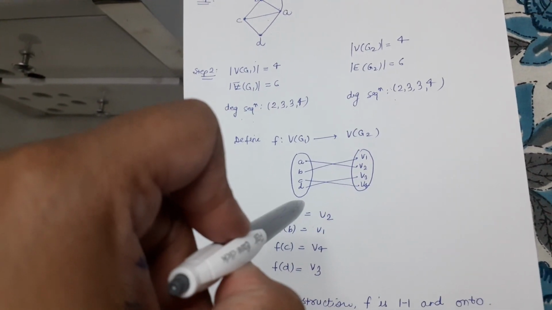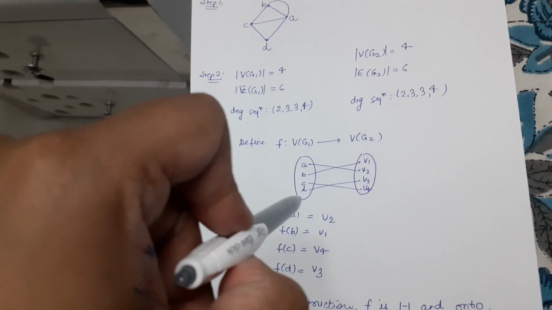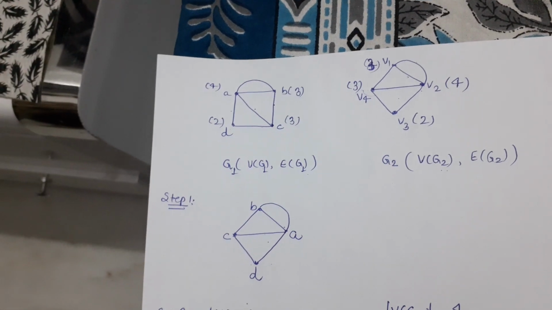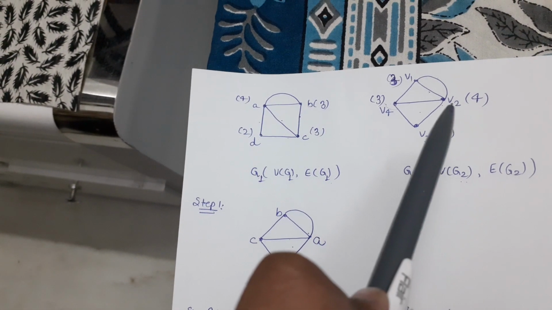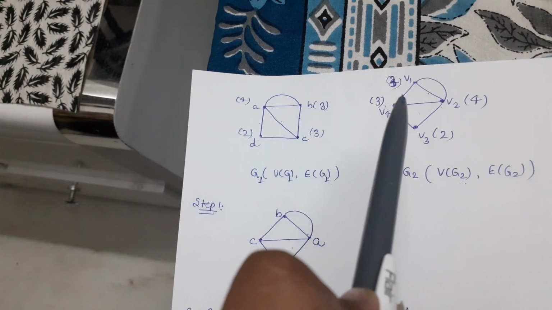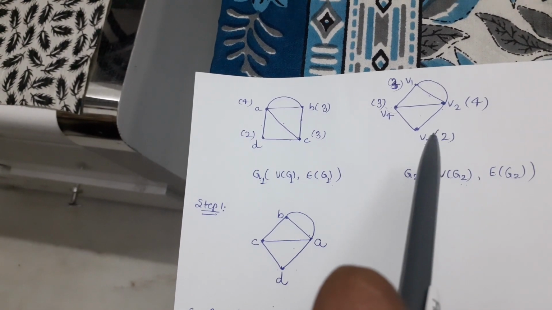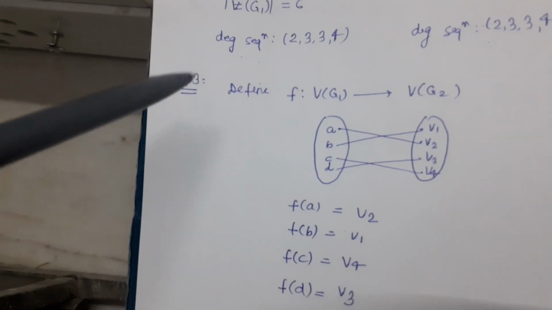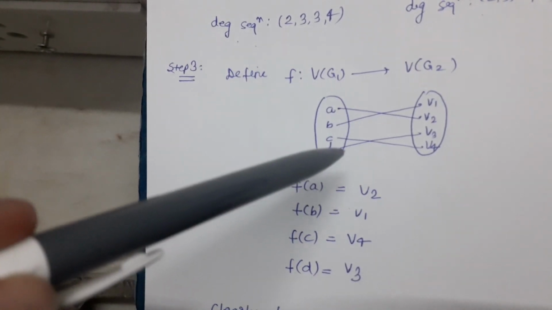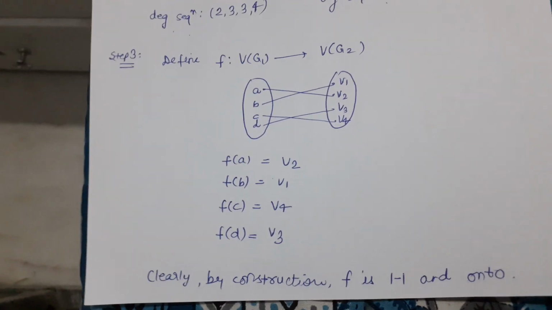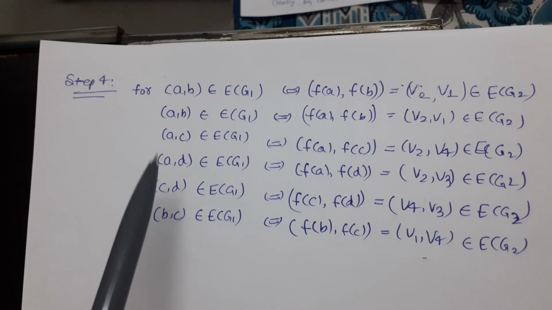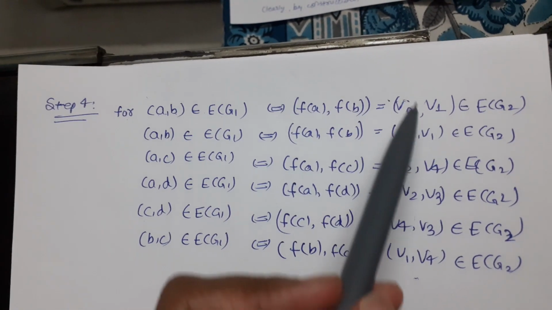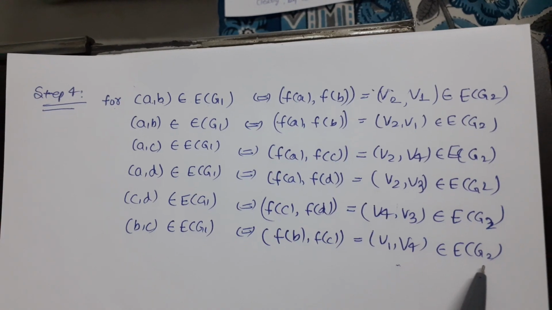You cannot make any random function or mapping. What you have to do is match the corresponding vertices. So B will be matched to v1, A will be matched to v2, C will be matched to v4 and D will be matched to v3. 100% by this construction you will get a mapping which is 1-1 and onto. So step number 3 is over. Now for step number 4, you write down all the edges and check if the images of these edges are edges in graph 2.